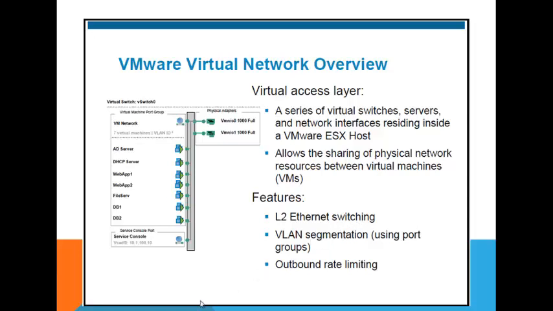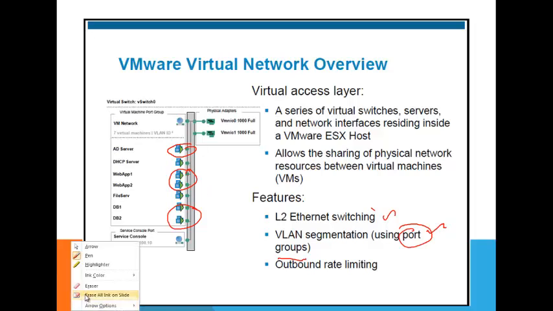So here we see that in layer 2 Ethernet switching, we can segment ports by using port groups. We can group these two as one VLAN, and we can put this in a separate VLAN, these two in one VLAN, with the help of port groups. We will be creating a port profile, and then we can put them in a port group.